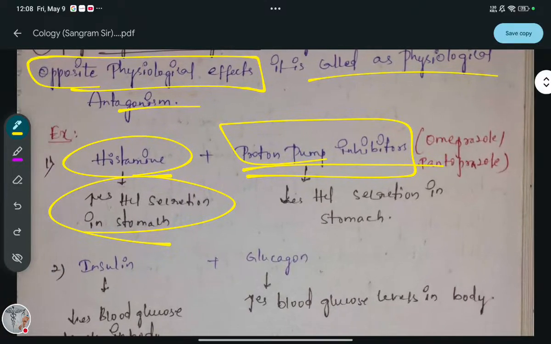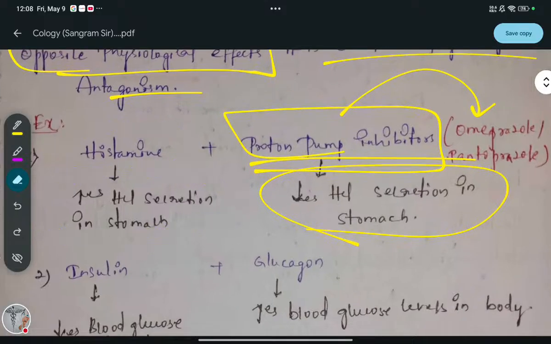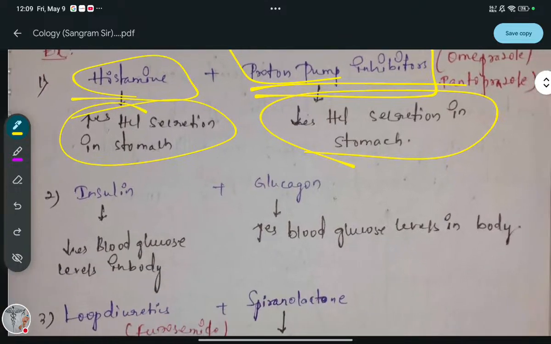Along with that, if you take proton pump inhibitor, then what will happen? It will decrease the HCl secretion in the stomach. What are the examples of proton pump inhibitor? They are omeprazole, pantoprazole. So when you take either omeprazole or pantoprazole, along with that, if you take any histamine activator, what will happen? Ultimately, it will affect each other's activity.